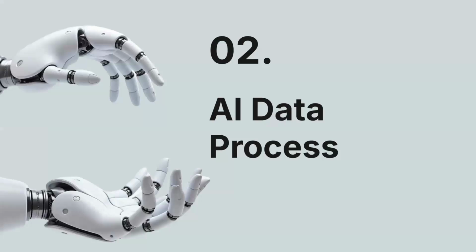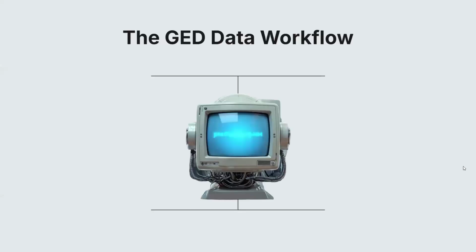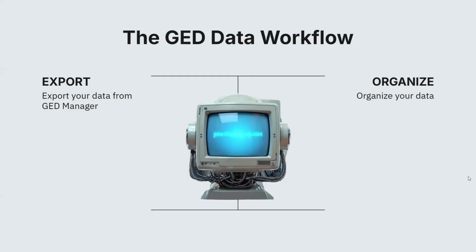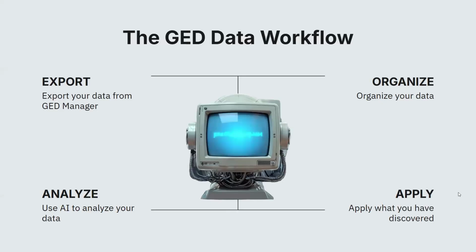So we're going to take a look at the process that I used to use the AI to help me get through my data. The first thing you need to do is export your data from GED Manager. Once you do that, you need to spend some time organizing and cleaning your data. Then you're going to analyze your data using your AI, whichever is your AI of choice. And then you're going to apply what you have discovered. So those are the 4 steps.